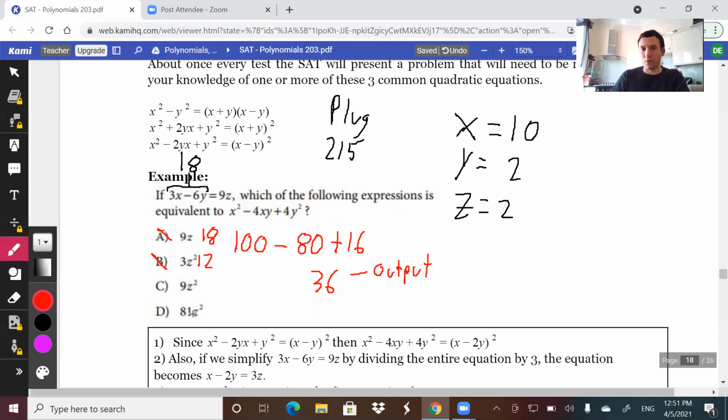Z squared is 4 times 81. We're going to way overshoot 36. But z squared, 2 squared is 4. 4 times 9 is 36. The outputs match with the same inputs because it's the same expression. So anyway, that's this idea of matching coefficients.